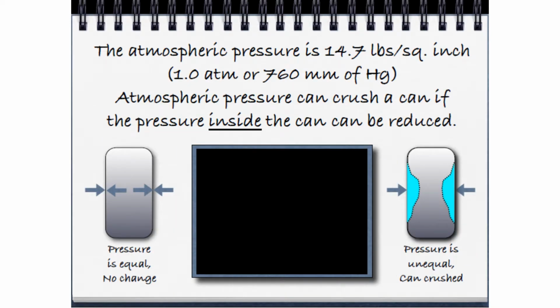The atmospheric pressure is 14.7 pounds per square inch, or 1 atmosphere, or 760 millimeters of mercury. Atmospheric pressure can crush a can if the pressure inside the can is reduced.